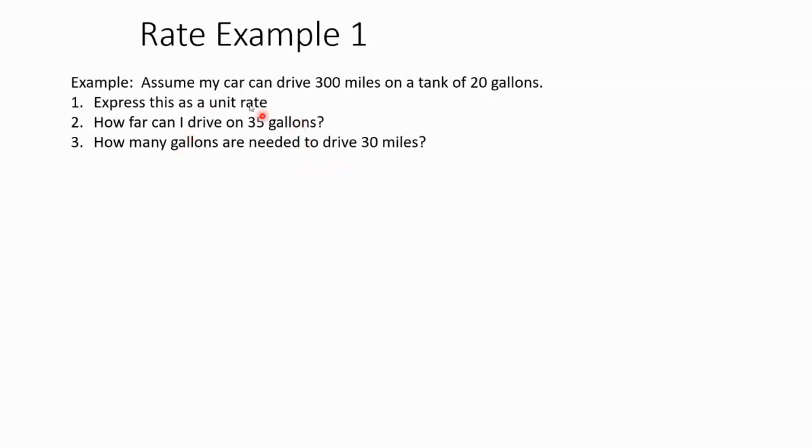So I'm going to show you one way to solve these. It's actually very similar to the factor label method in that the unit rate you're going to treat as a unit conversion and just multiply.